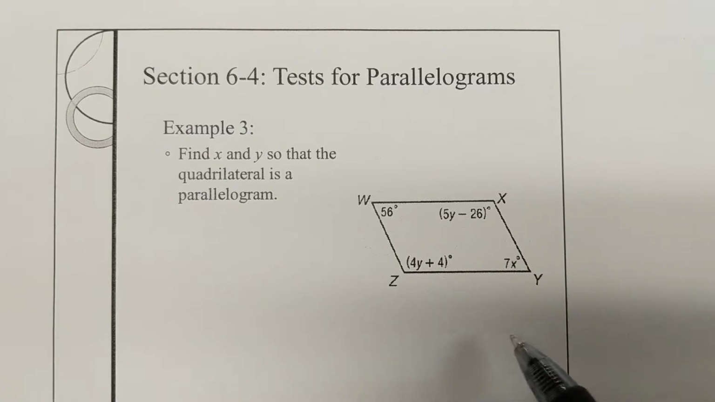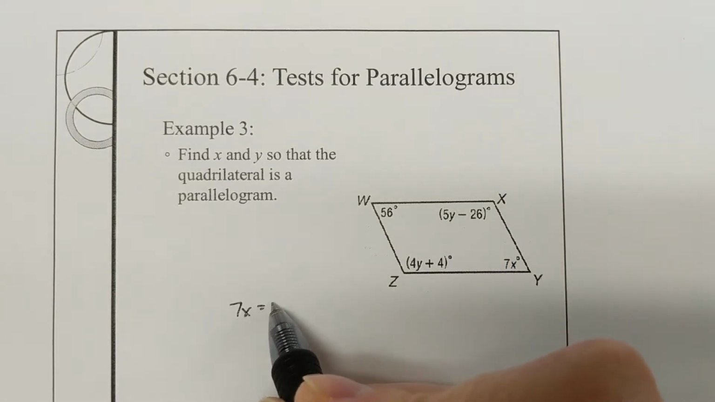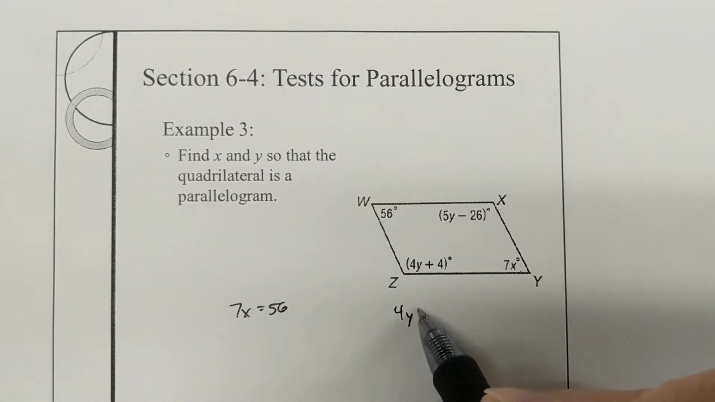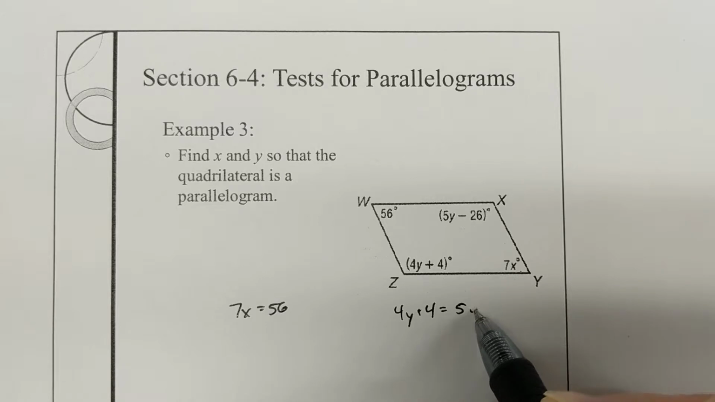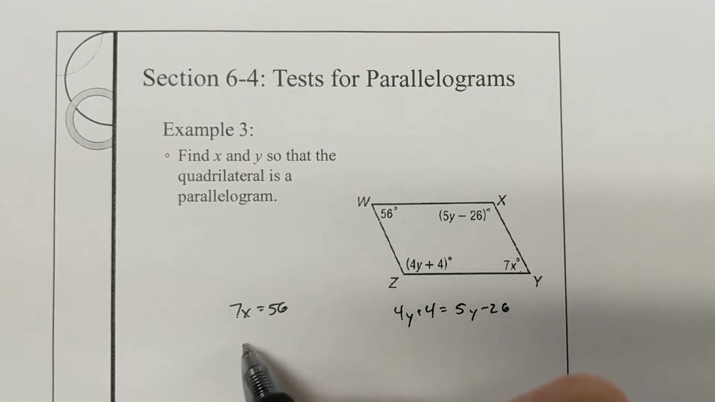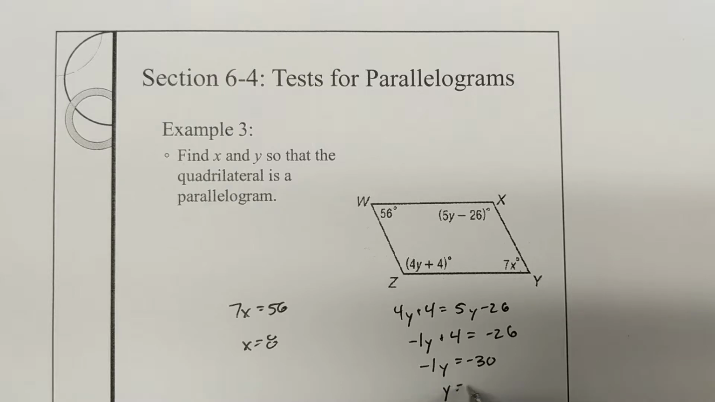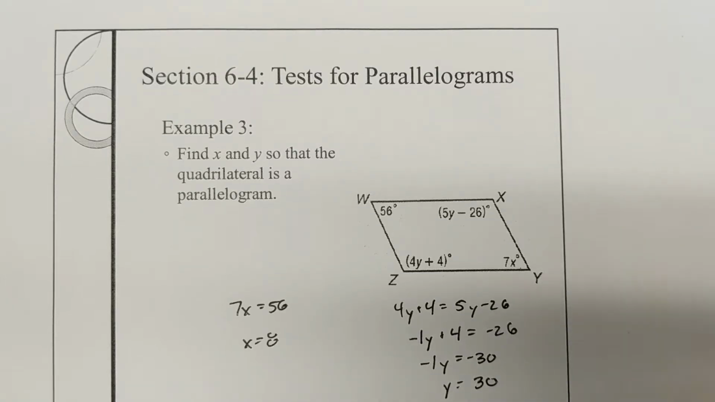So 3 here, x and y, so the quadrilateral is a parallelogram. So similar thing, opposite corners have to be equal. So for x, that is 7x is equal to 56. There, it has to equal that. And for y's, 4y plus 4 has to equal 5y minus 26. So this one's just divide by 7. So x is 8. This one, bring so that's negative 1y plus 4 equals negative 26. Negative 1y equals, so subtract the 4 across, negative 30, divide by negative 1, so y is positive 30.